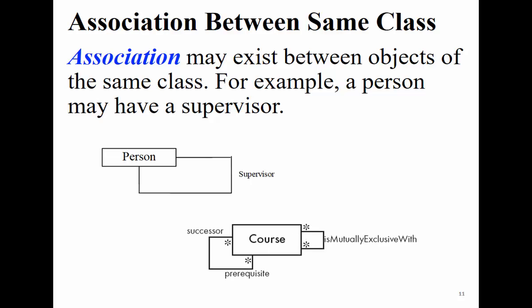Also, this is a very natural example that all of you already experienced: a course has a relation to other courses by prerequisite. You cannot take this course unless you have taken all the prerequisite courses. And you have another kind of relation, mutually exclusive courses. You cannot take this course with another course in the same semester. You have to take them semester by semester.